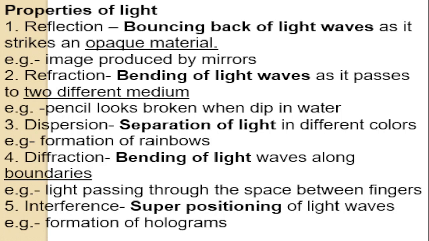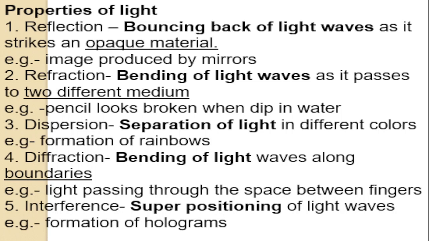Refraction refers to the bending of light waves as it passes through different medium. Different medium meaning different material. Let's say, for example, we have a pencil that looks broken when you dip it in water because light travels into different medium there. First is air and then water. So the difference between the medium makes light look like it bends, or makes the pencil look like it is bent, but actually it is the light that bends. That is what we call refraction.